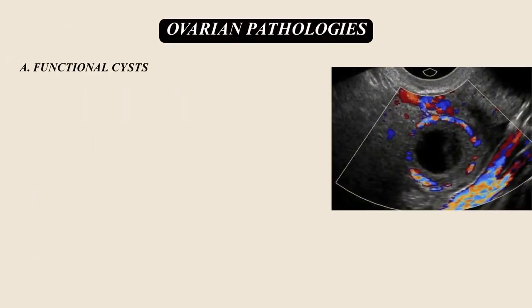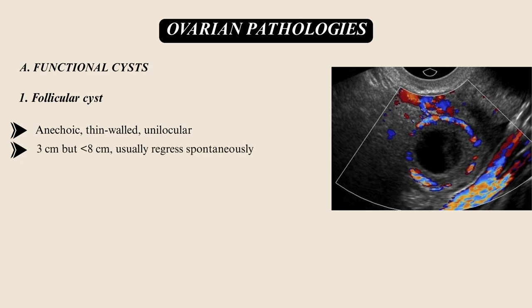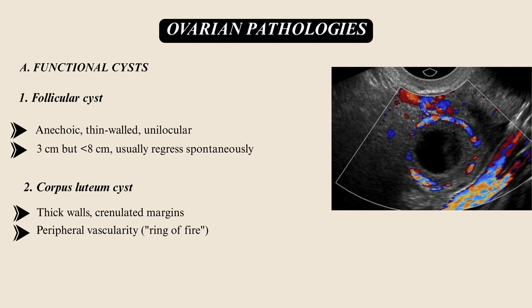Functional cysts. Number one, follicular cyst. It is anechoic, thin-walled, and unilocular. 3 centimeter but less than 8 centimeter. Usually it regresses spontaneously. Number two is corpus luteum cyst, which is thick-walled and has crenulated margins. Peripheral vascularity is there, ring of fire on color Doppler scan. It may contain hemorrhage, internal echoes.